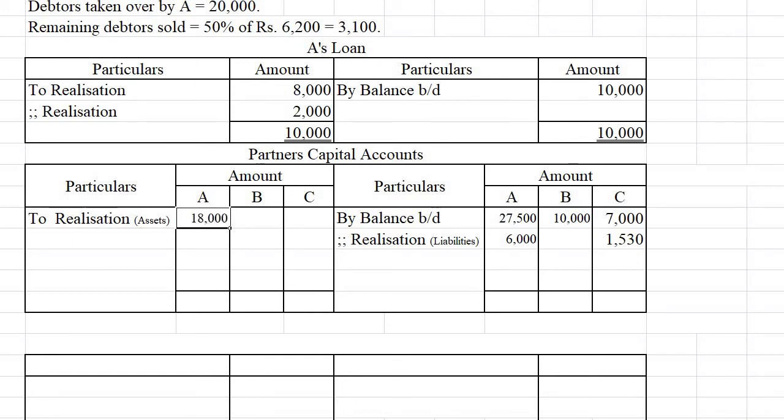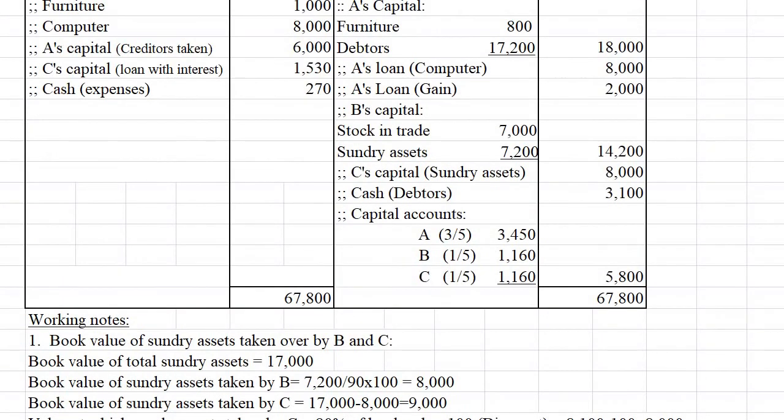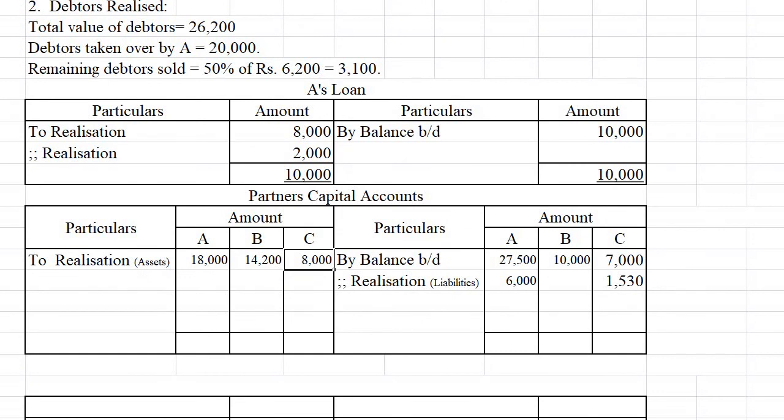Okay. So 18,000 for A, for B 14,200 and C 8,000. Is it clear? Here it is there. 18,000, A taken over furniture and debtors. B taken over stock in trade and sundry debtors, sundry assets 14,200. Then C took over remaining sundry assets. So that is 8,000. So these are the entries written here.